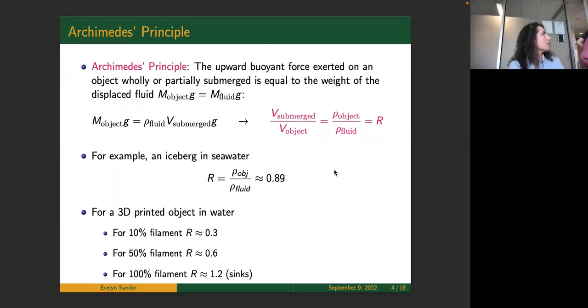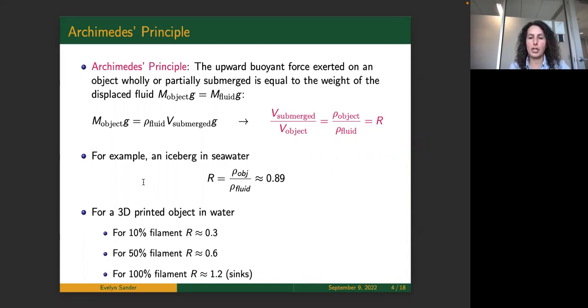And I should mention that if you have an object that is non-uniform density, you can still come up with an effective uniform density for that object and still establish an R for an object, even though it isn't uniform density. So keeping this in mind, I just want to give a few examples.